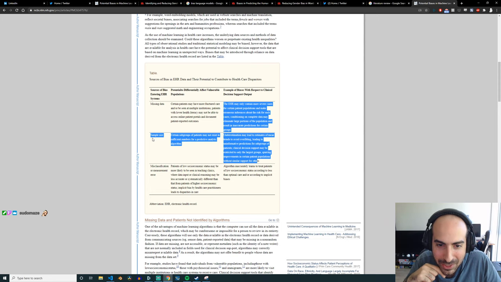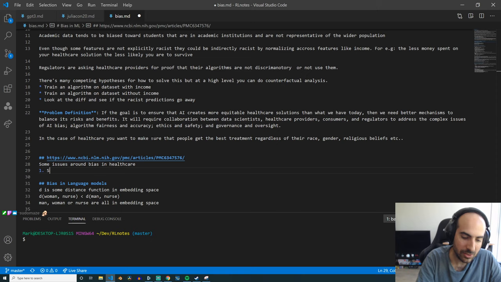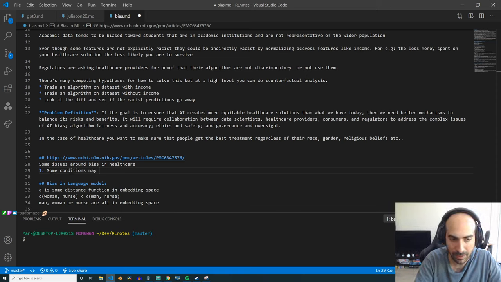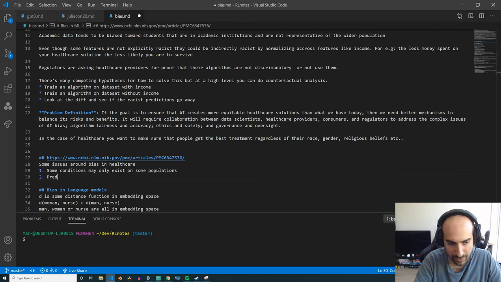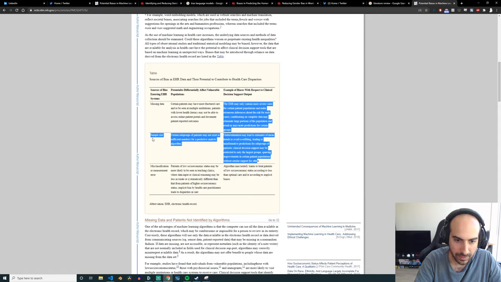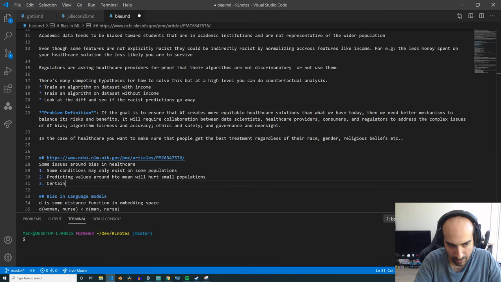Large portions of the population result in accurate prediction. Okay, so some conditions may only exist in some populations. Predicting mean values around the mean will hurt small populations. And then three, certain features may be racist, like socioeconomic.